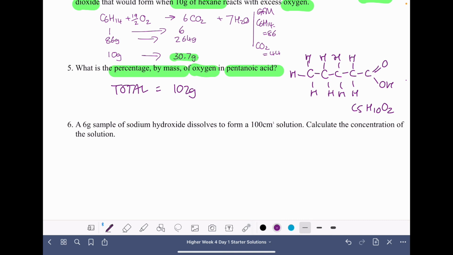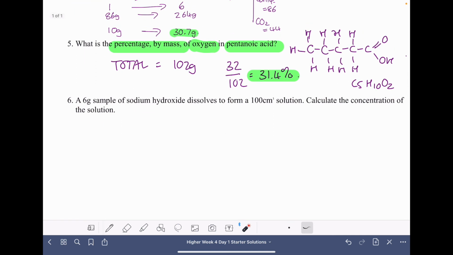So the total mass of the atoms is 102 grams for 1 mole. And we want to know how much of that is oxygen. So we've got 2 oxygen atoms in the formula. Each oxygen has a relative atomic mass of 16, so that would be 32. So 32 over 102 is 31.4%. Just to recap, this is the total mass of oxygen and this is the total mass of all the atoms.